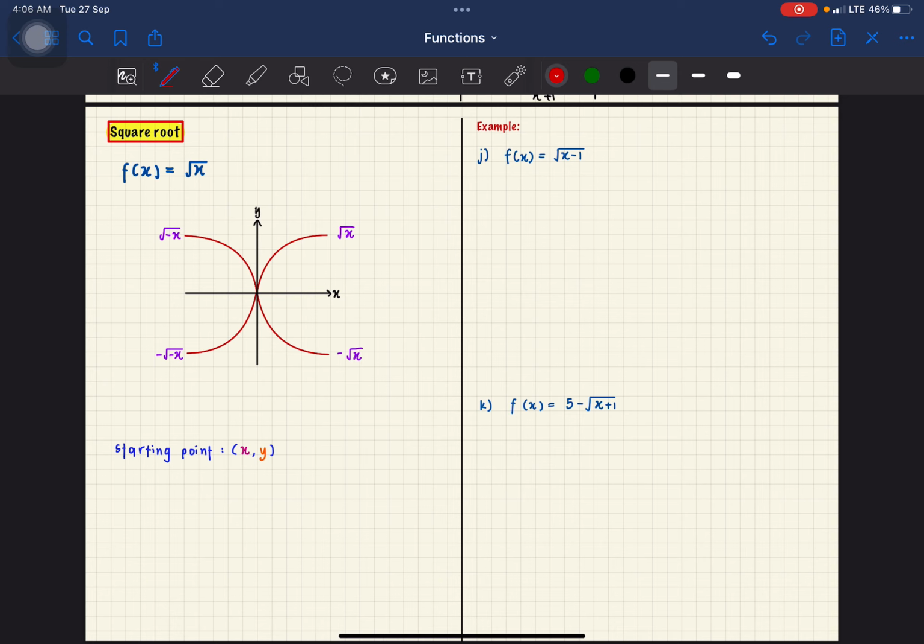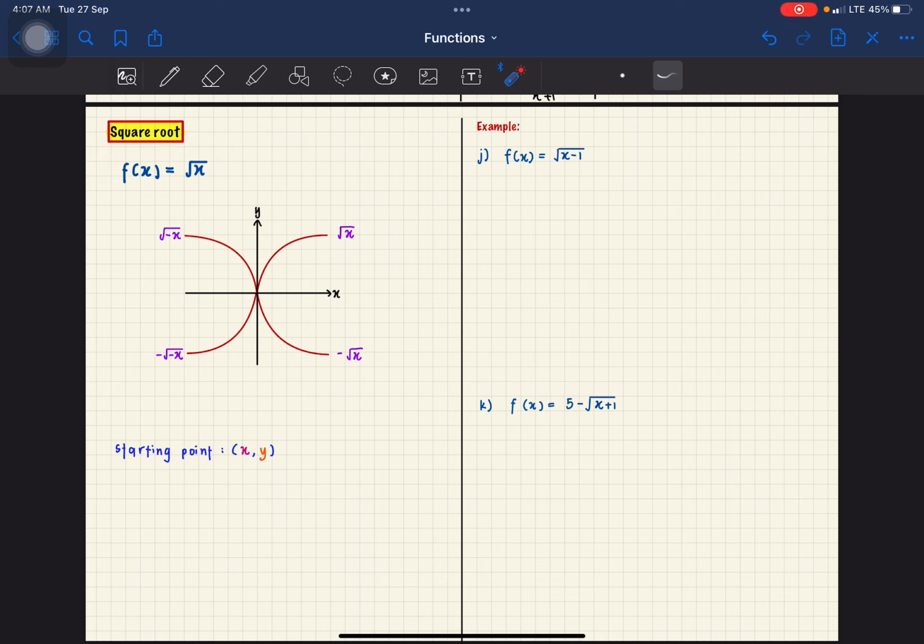In this video, kita nak tengok on how to sketch square root function pula. Okay, so square root function as the name given, kita akan ada satu square root lah dekat luar. So let's say we have f(x) is equal to square root of x. Okay, so that is the first example.